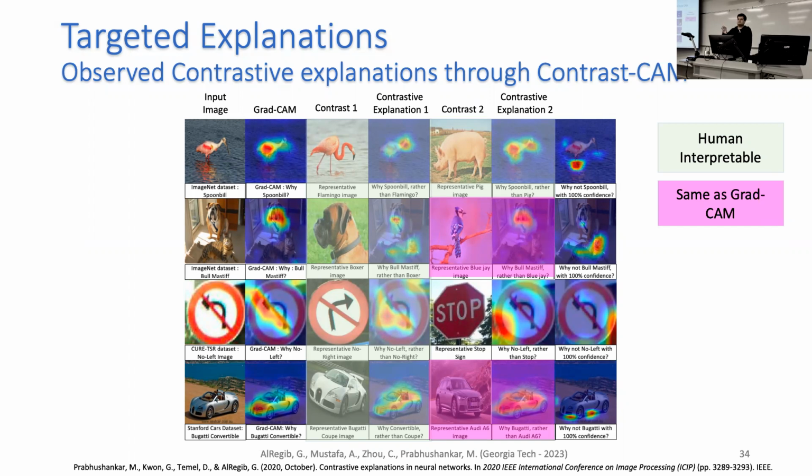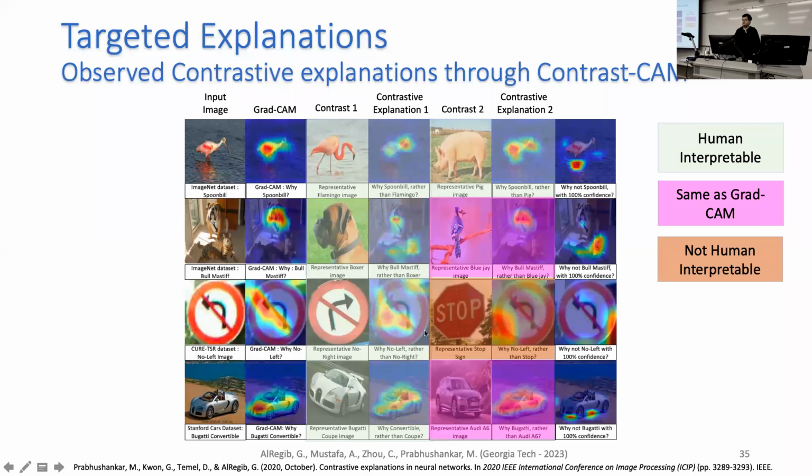The face of the dog is so different from the face of a blue jay that just the fact that you're highlighting it is sufficient to know that it's not a blue jay, rather it is bull mastiff in this particular case. Now, there are some things that are non-human interpretable, or in other words, we need to have a more involved discussion as to what this is.